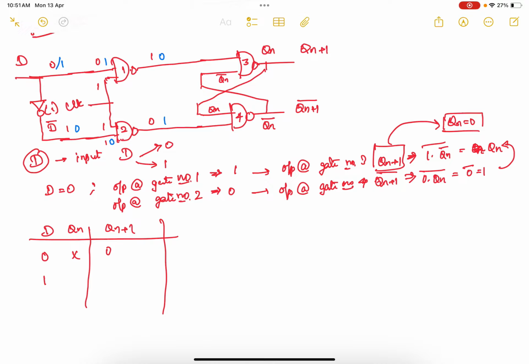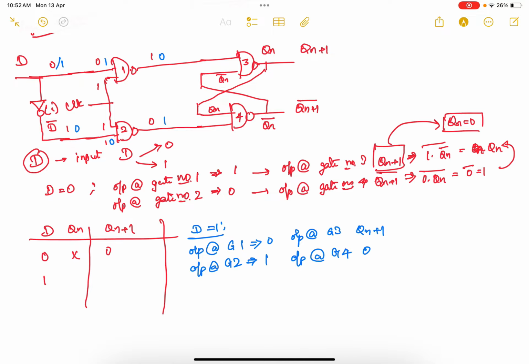Now we want to check the output at the bottom side. When D equal to 1, what will happen? The same procedure I am writing. Output at gate number 1 will be 0. Output at gate number 2 will be 1. So what will be the next thing? Output at gate number 3 is nothing but Qn plus 1. Similarly, output at gate number 4 is nothing but Qn plus 1 the whole bar.